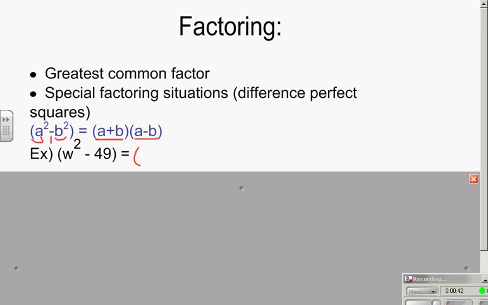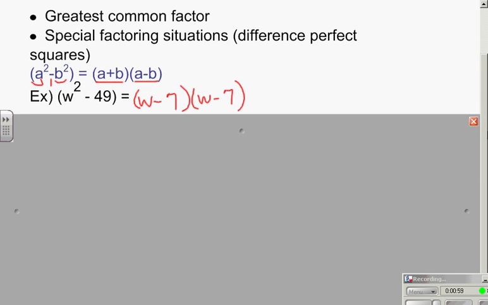If we look at an example, the square root of w squared is w, the square root of 49 is 7, so I have w plus 7 and w minus 7. We will come back to why that is later, but trust me that that is a very useful pattern if you learn to recognize it.